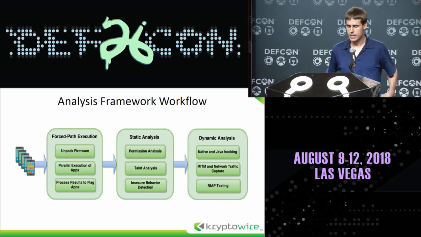So we have an analysis framework. We have something called force path execution, which will take a firmware, unpack it, and then process all of the apps in parallel. And the force path execution can actually force into certain branch constraints, just in case there's any triggered functionality, to try and make the application show all of its behavior under any circumstances.